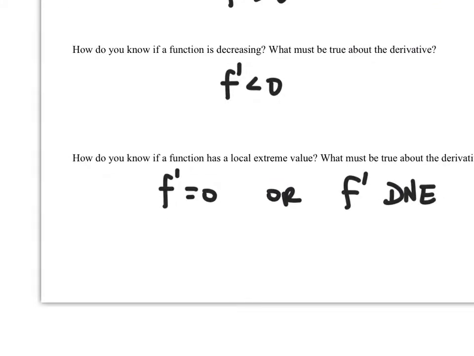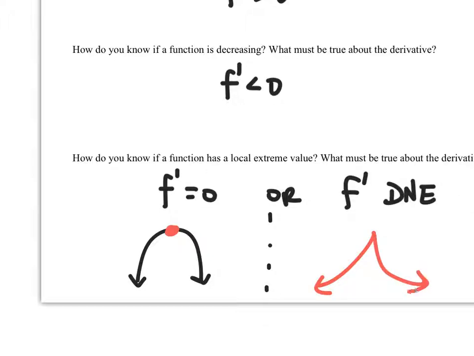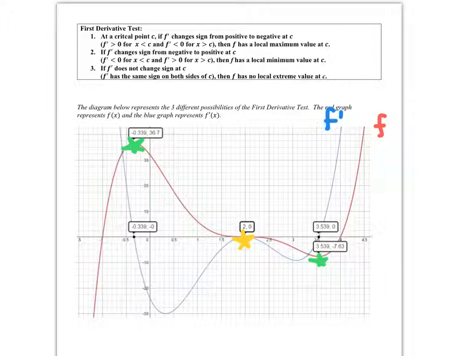So examples, f prime equal to 0. This would be a value where f prime is equal to 0, whatever x is there. And f prime not existing would be like a cusp or an absolute value. f prime would not exist at these values. In this diagram here, I've highlighted a few things. We've got our function f, our derivative f prime, and I've highlighted these three locations, all at critical points, where the derivative equals 0.